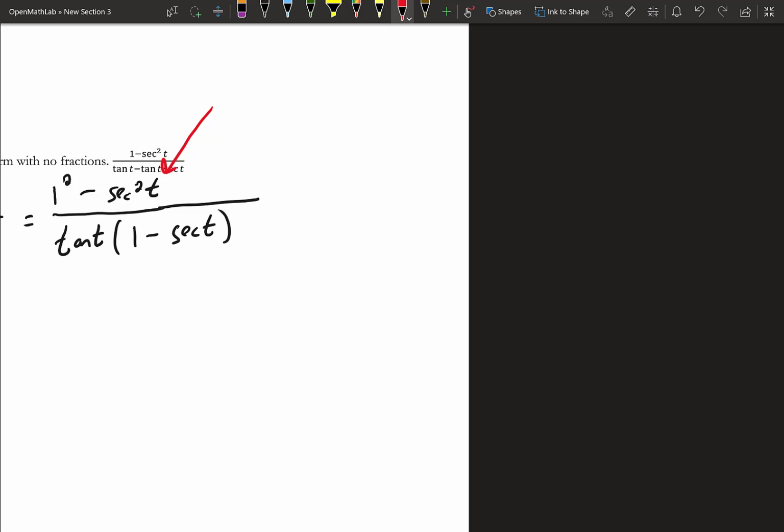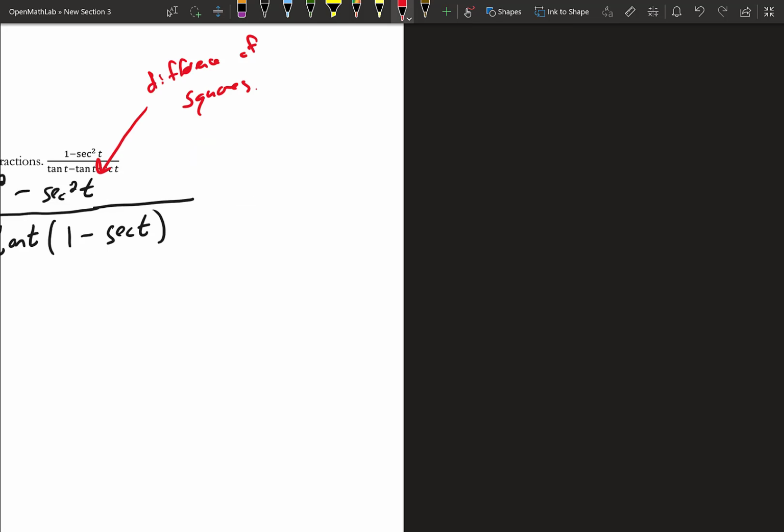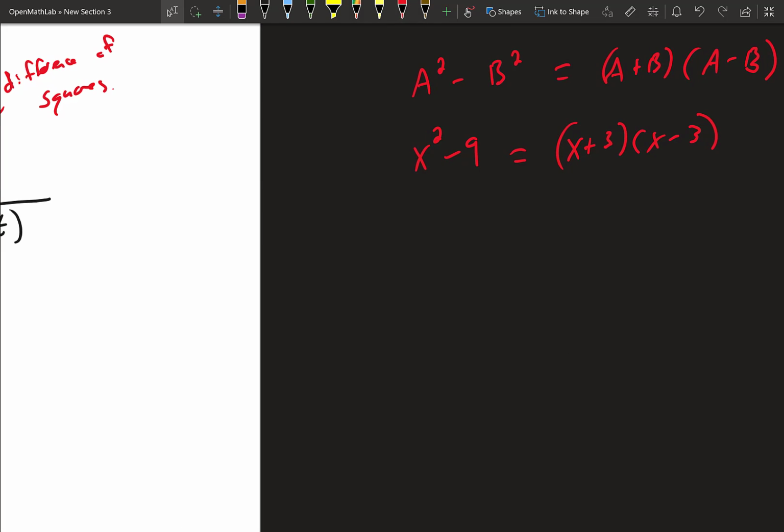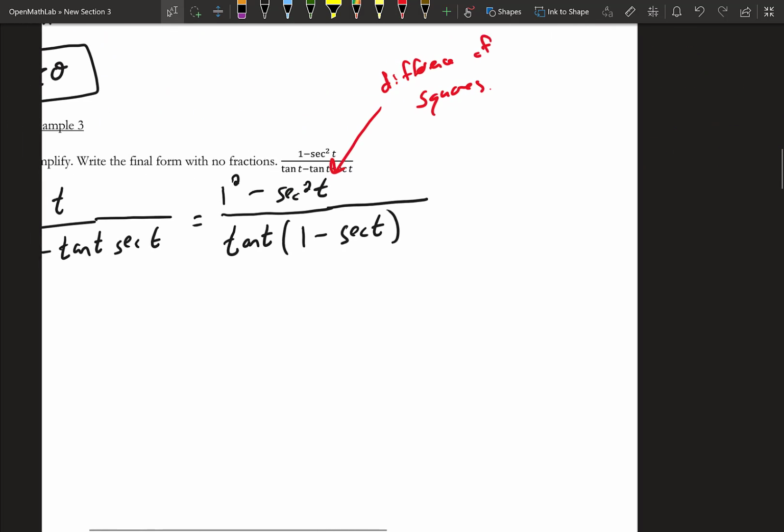And this top part, you should recognize this. This is called a difference of squares. You may have seen something like this before, where if you have a squared minus b squared, this is equal to a plus b times a minus b. A quick example of this would be x squared minus 9. X squared minus 9 factors as x plus 3 times x minus 3. Something that you should have mastered in algebra, and seen again in college algebra.